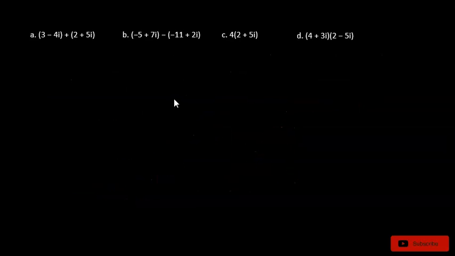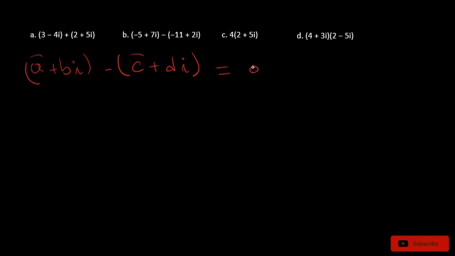Same thing for subtraction. If I want to subtract two complex numbers, I have to subtract the real parts first, then the imaginary parts. For example, I have a plus bi minus c plus di. This is equal to what? It's a minus c, since the real parts are a and c, plus b minus d times i.